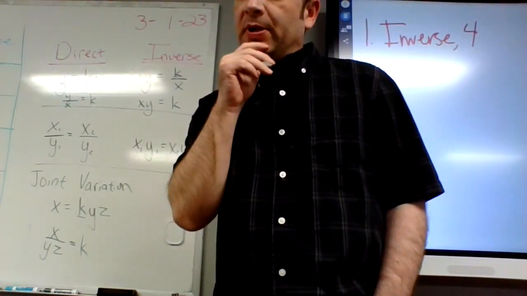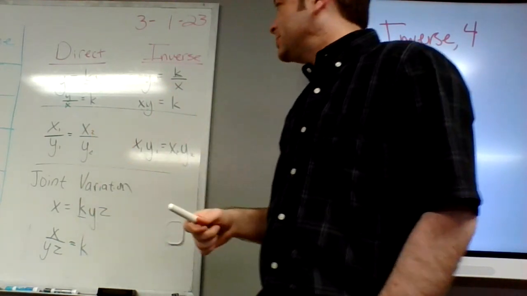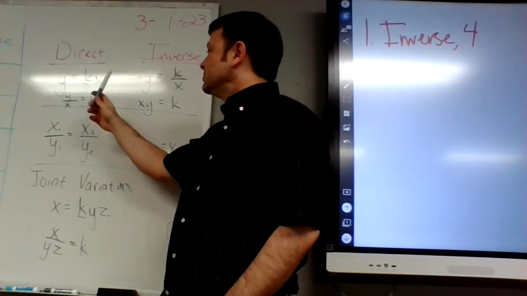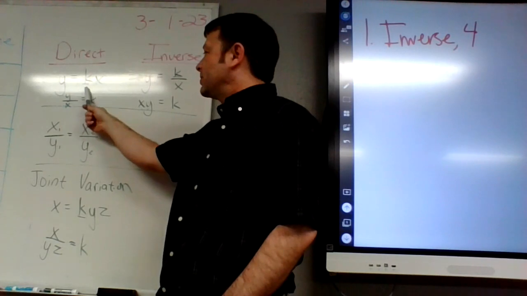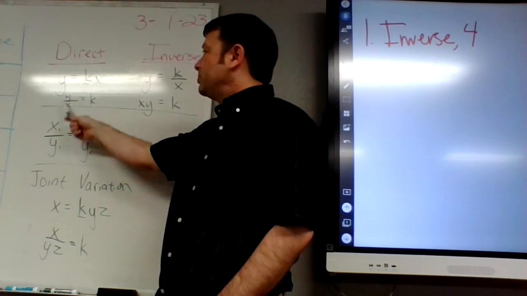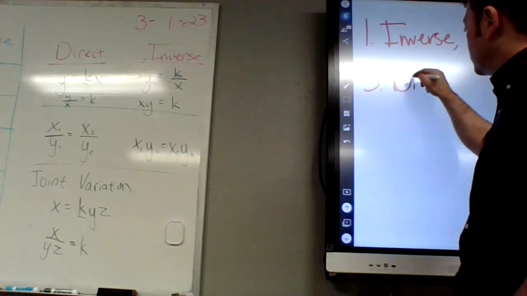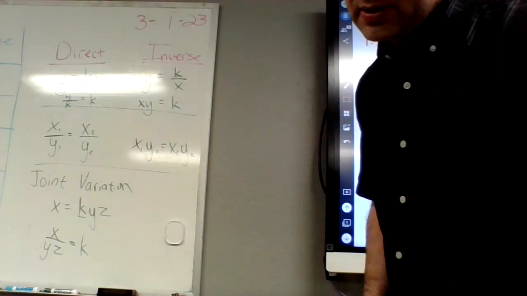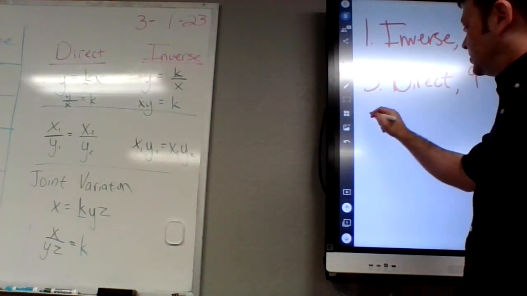Okay, number 3, it's C over D equals 9. C over D equals a constant. Which one would that be? Okay, that would be like this. The constant is the number right here. So that would be a direct relationship on number 3, and 9 is the constant of variation.